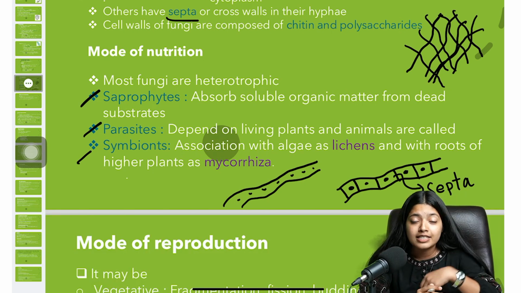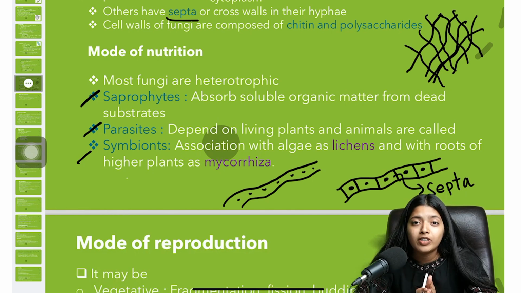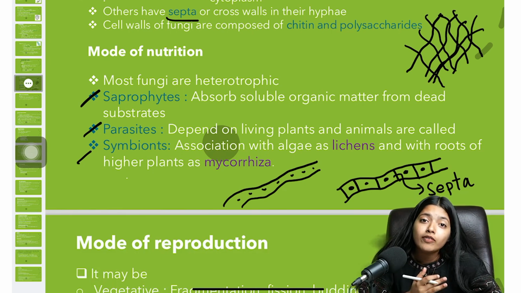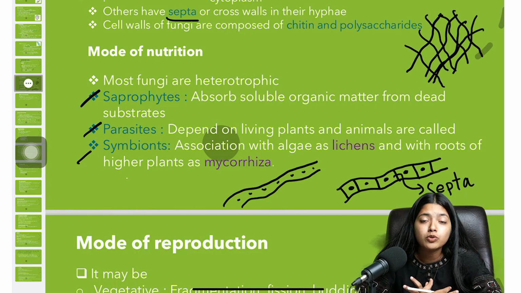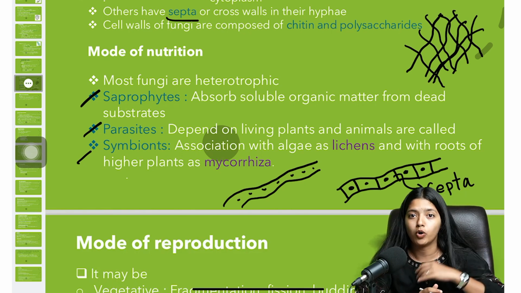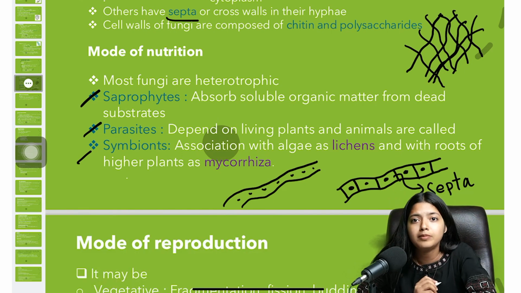In saprophytes, they depend on dead and decayed matter. But in parasites, the organism depends on living organisms for food. So, the minerals and nutrients of a living organism will be absorbed, and this is harmful for the host, the living organism. So, parasites will harm the host.